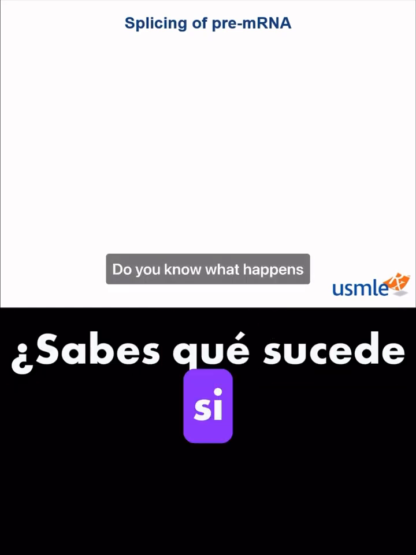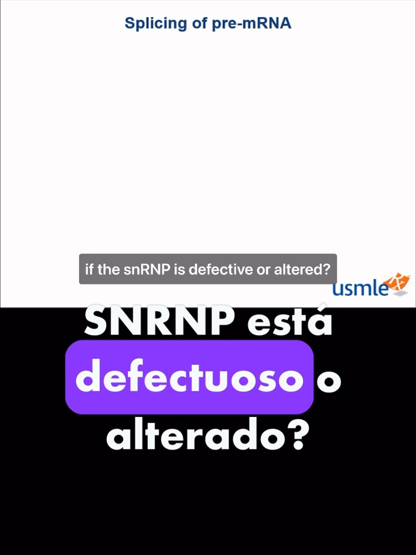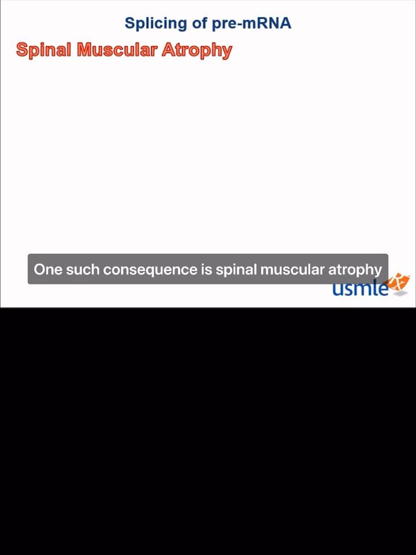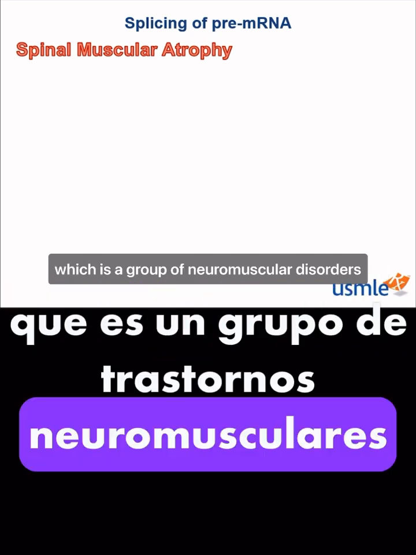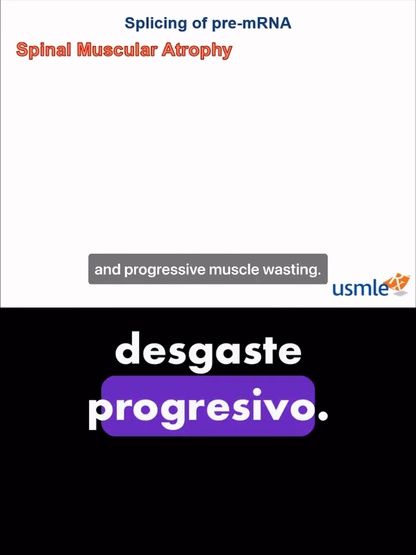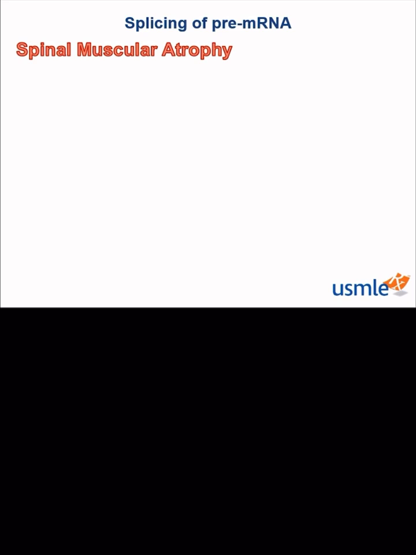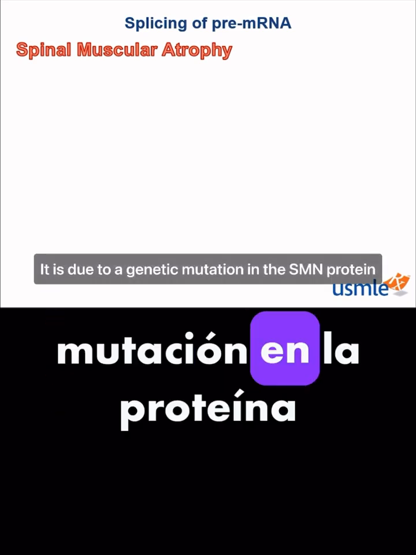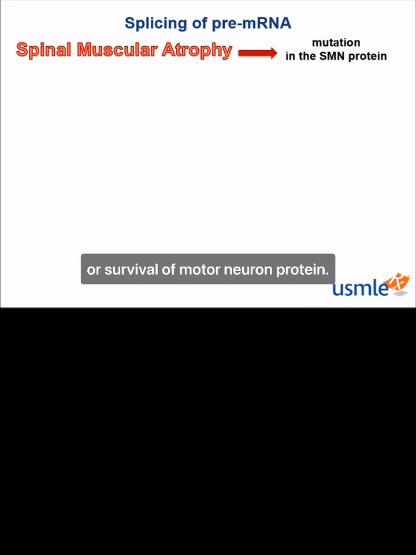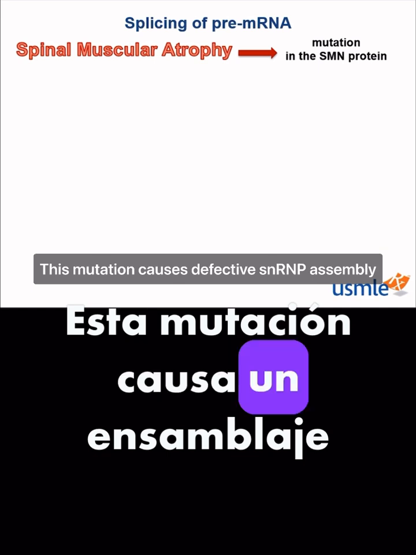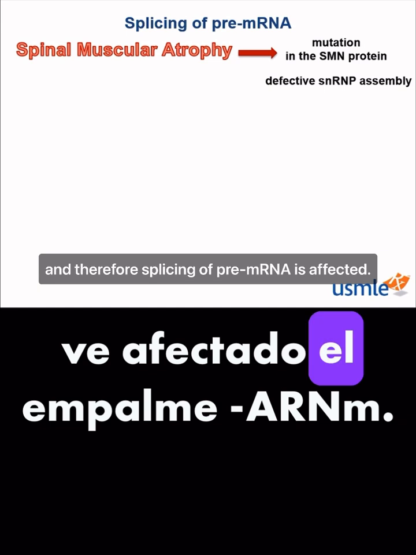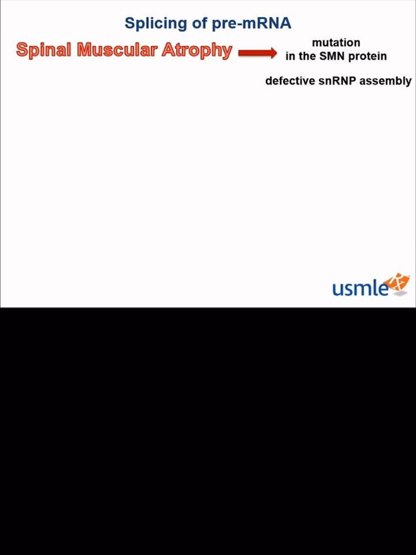Do you know what happens if the snRNP is defective or altered? One such consequence is spinal muscular atrophy, which is a group of neuromuscular disorders that result in the loss of motor neurons and progressive muscle wasting. It is due to a genetic mutation in the SMN protein, or survival of motor neuron protein. This mutation causes defective snRNP assembly, and therefore splicing of pre-mRNA is affected.